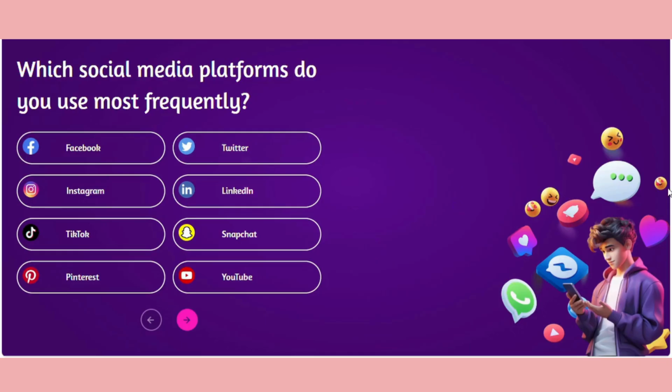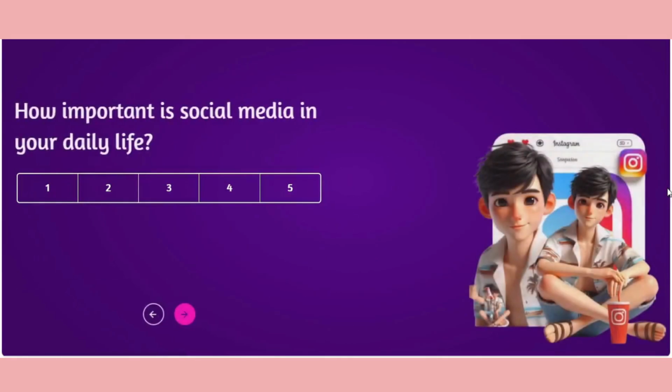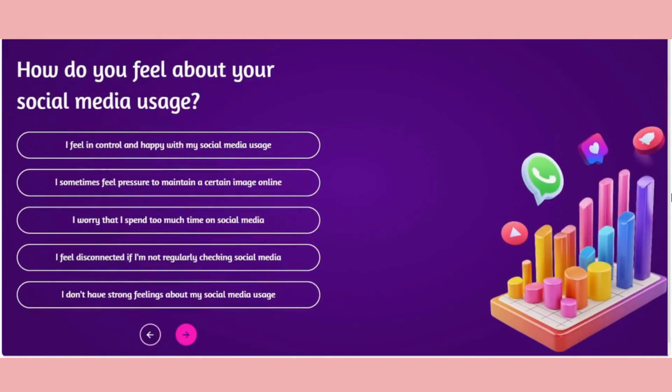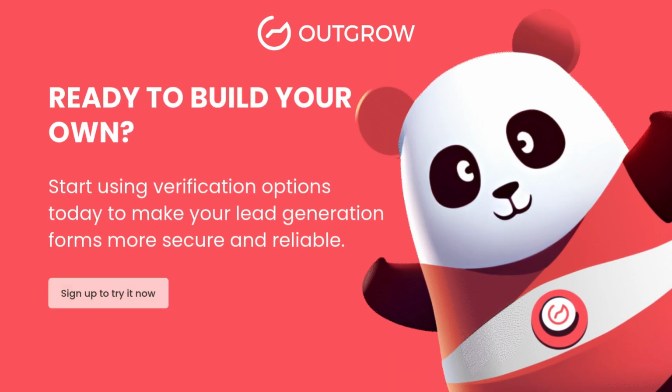And that's how you can configure email and phone verification in Outgrow to improve lead quality, reduce invalid submissions, and collect verified contact information. Ready to build your own? Start using verification options today to make your lead generation forms more secure and reliable.